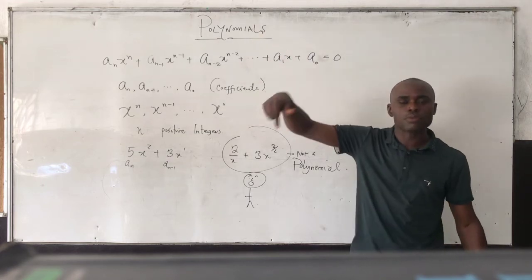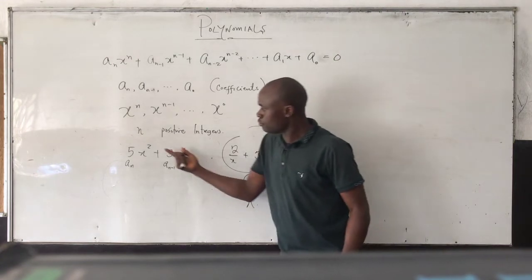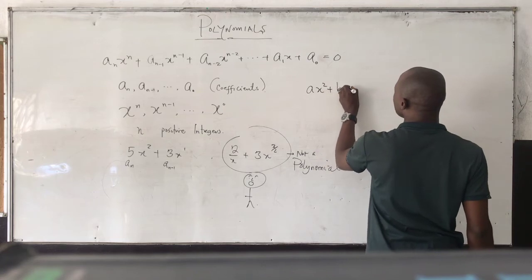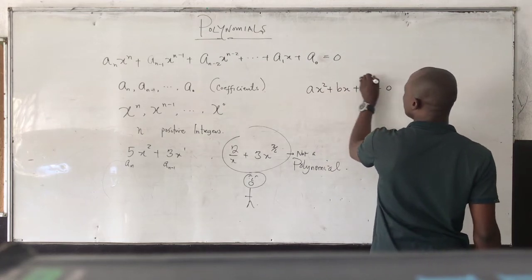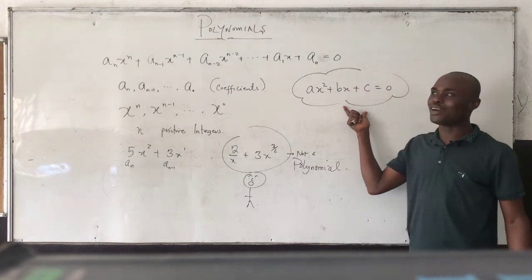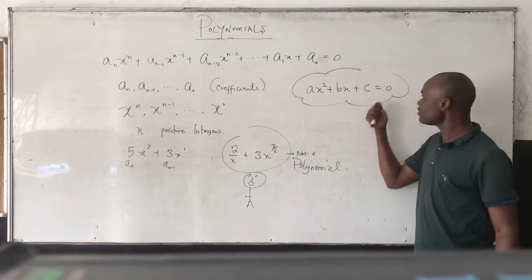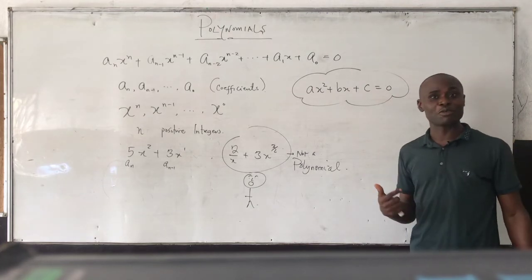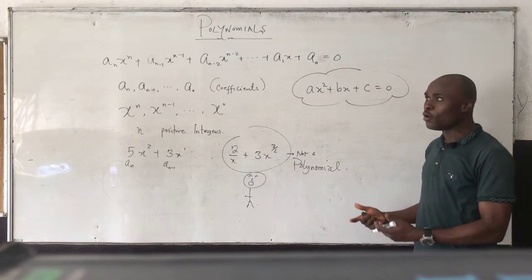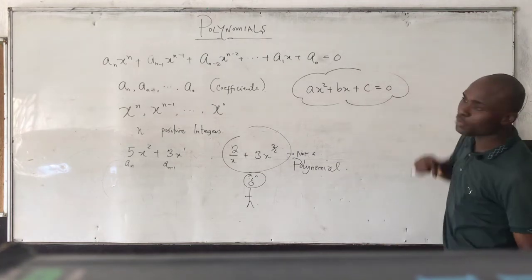So polynomials, we have some that have special names. You see something like ax squared plus bx plus c equals 0. This one is very popular, and I'm sure you're watching this video, you've heard of quadratic equations. This is a quadratic equation. A quadratic equation is actually a polynomial. It's a type of polynomial. So all quadratic equations are polynomials. So this is a polynomial which you know very well.